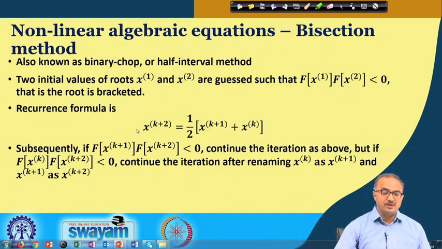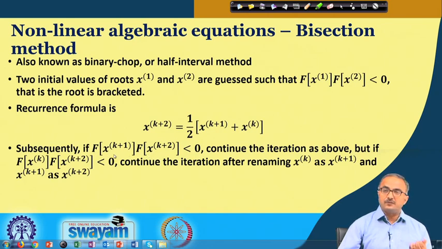And this is a recurrence formula. Recurrence formula means how to proceed with the root finding method. Once I know these two values, I simply halve that zone, and at this new value I again calculate the value of f(x). Once I calculate it, I take the product of f(xk+1) and f(xk+2). If we find that this is less than 0, that means the new range should be between these two points, and we can keep on proceeding with this method.